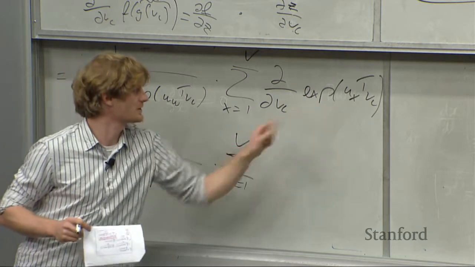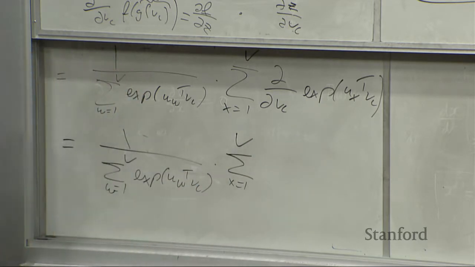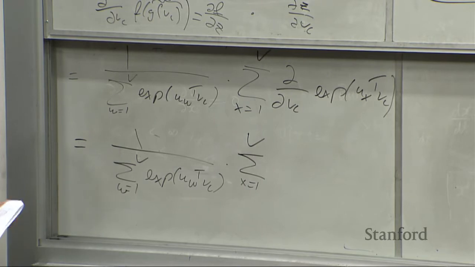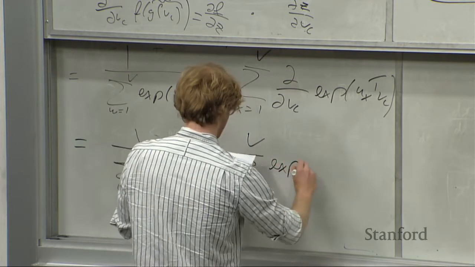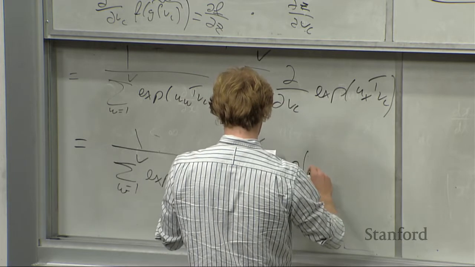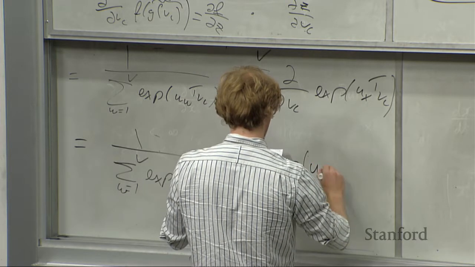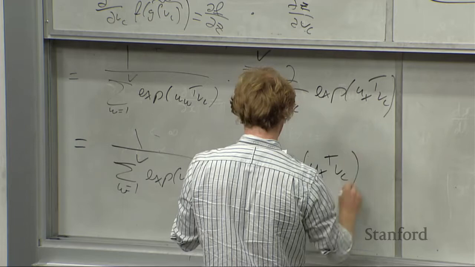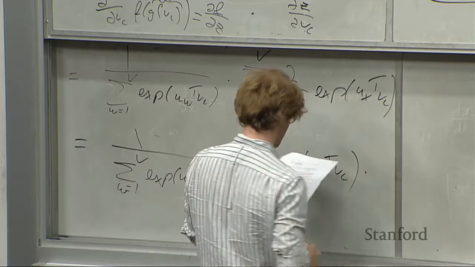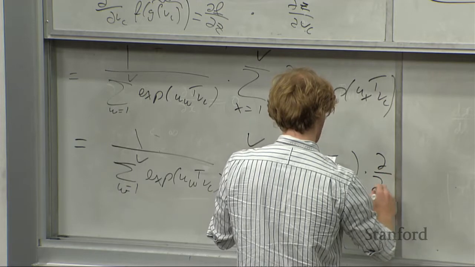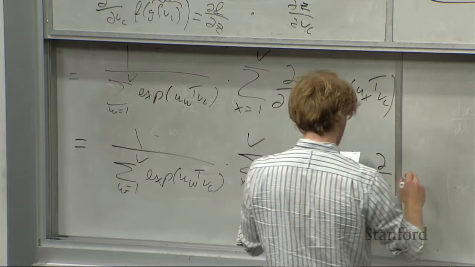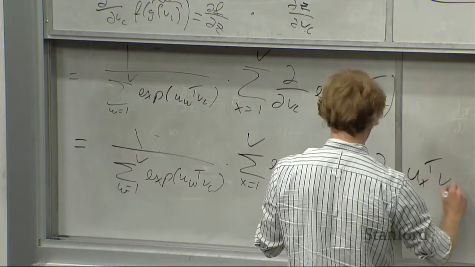So this inner product is just a number. What's the derivative of e to the x? That's right, it's e to the x. So let's just write the exponent, e to the ux transpose vc, times the inside, right? So times the derivative of the inside. So this is still vc times ux transpose vc.